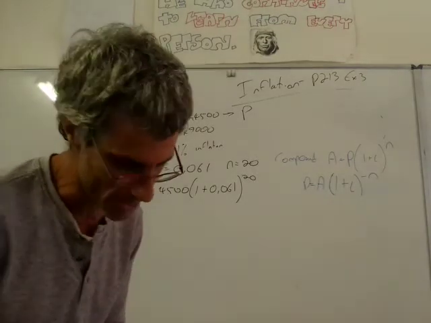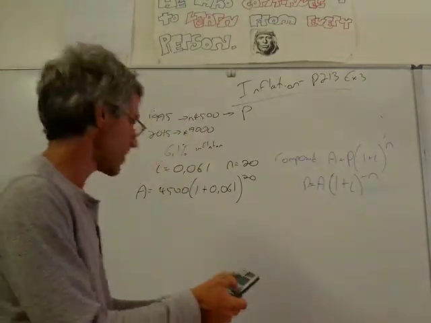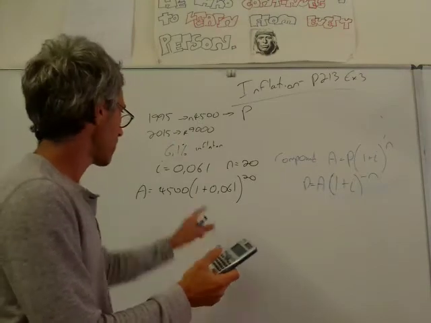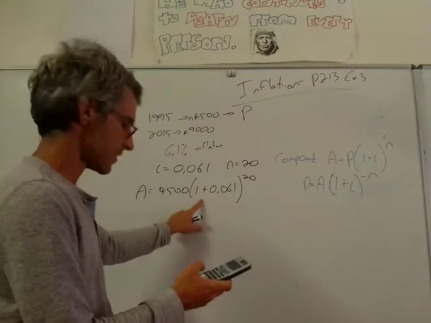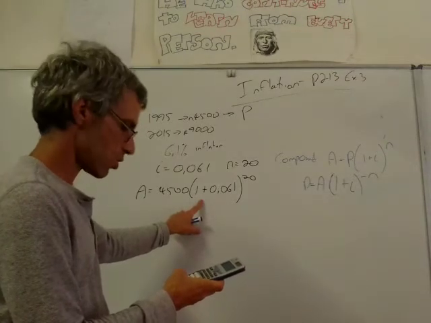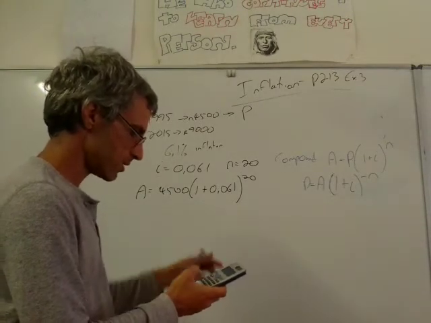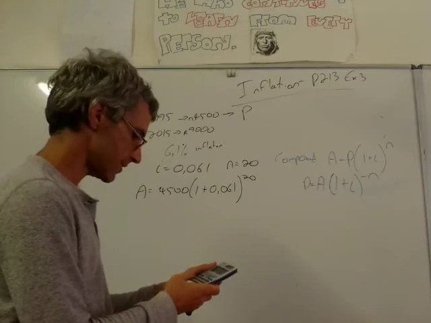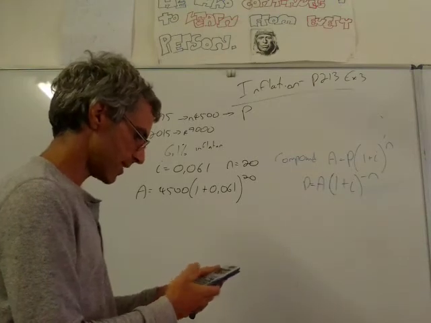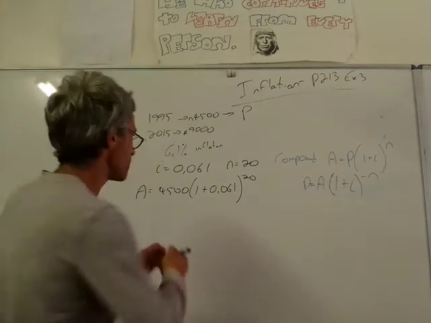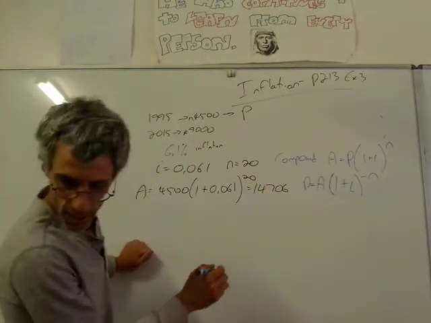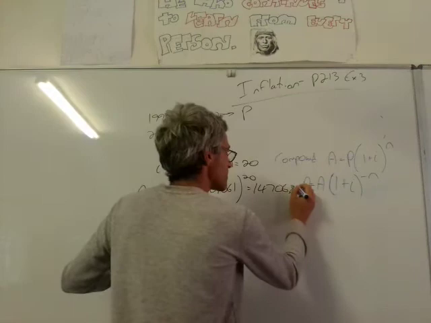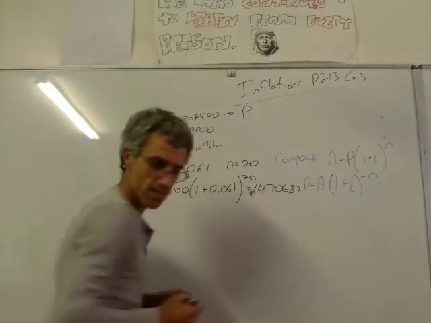Let's do that. Let's do it. Okay, so what I'm going to do is 4,500 times 1.061 power 20, and I'm getting 14,706, and a little bit of cents, 87 I think. Now check this out.